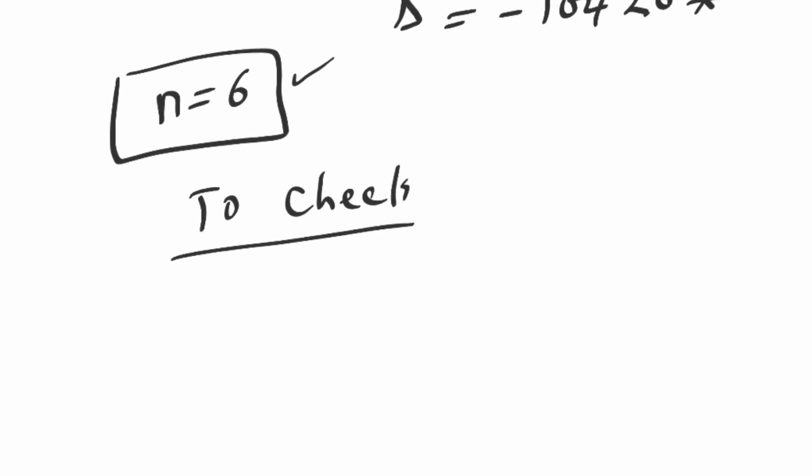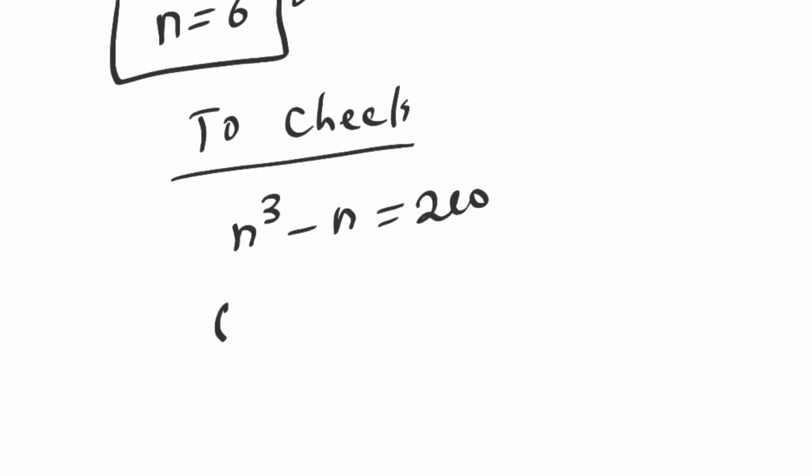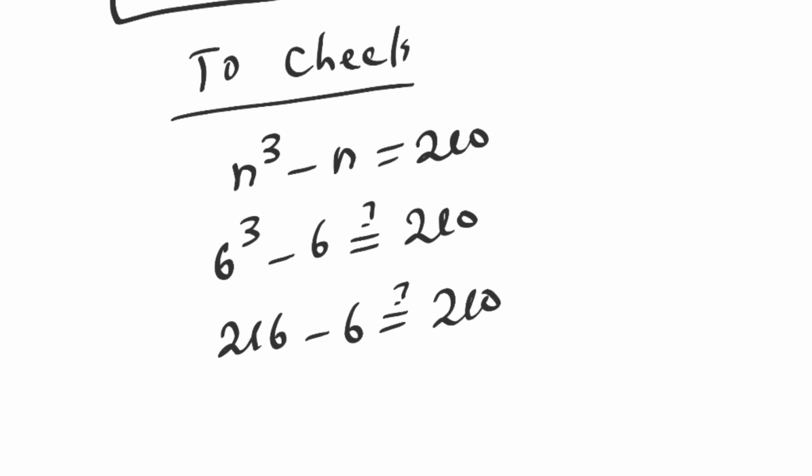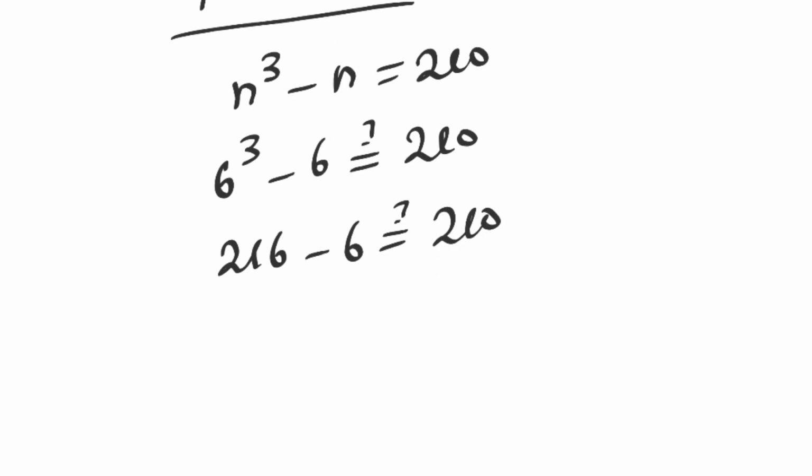To check, we have the given equation n raised to power 3 minus n is equal to 210. Then we have 6 raised to power 3 minus 6 must be equal to 210. 6 raised to power 3, that is 216, minus 6 must be equal to 210. And of course, 216 minus 6, this is 210, is equal to 210, which is true.